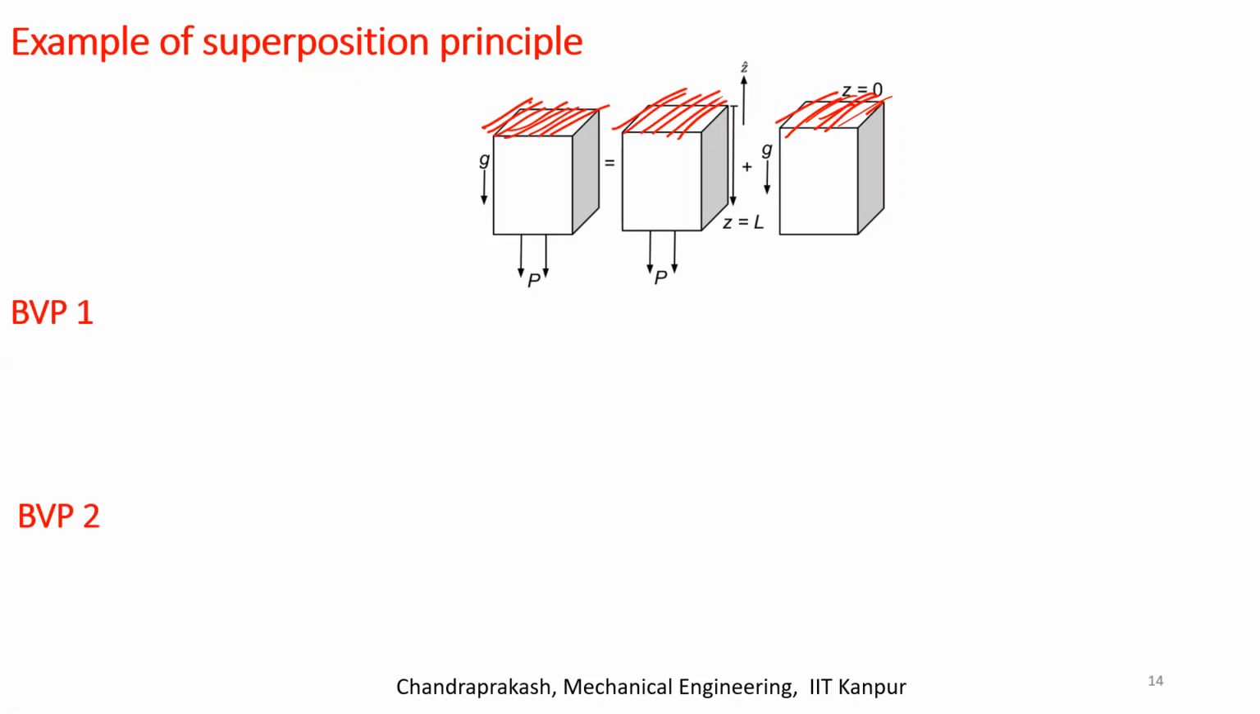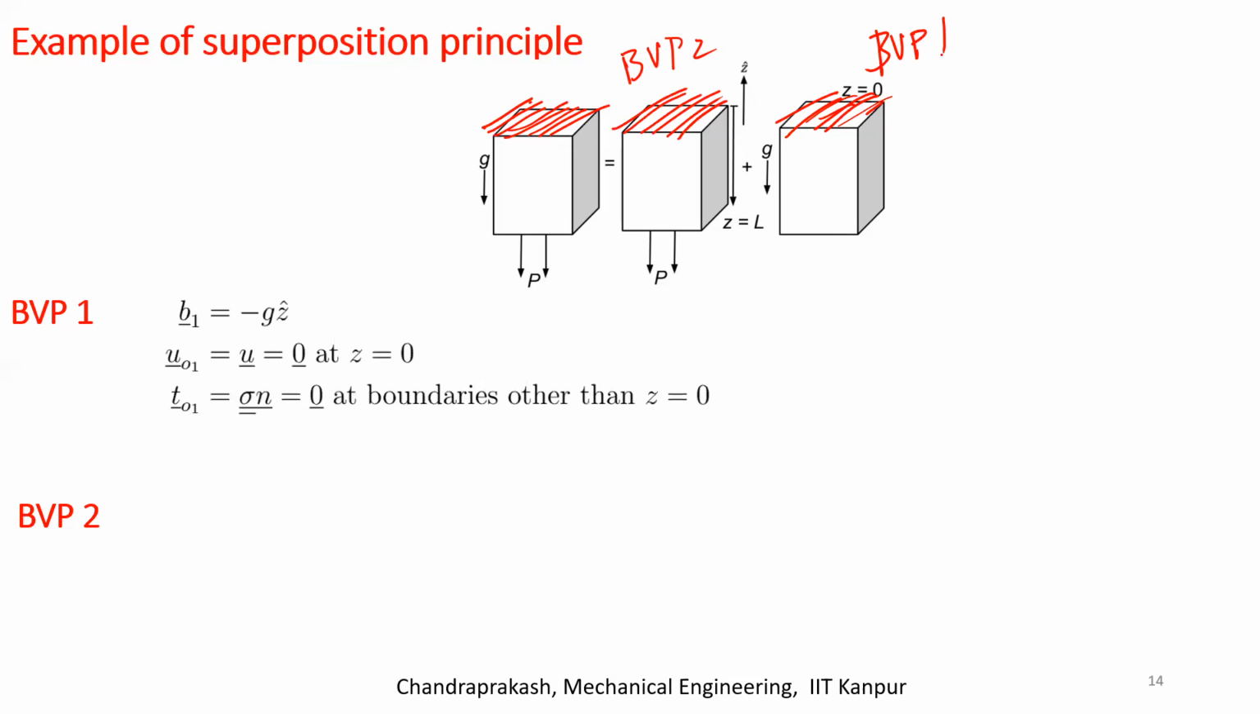So I'm going to convert this into two boundary value problems. The schematics of the boundary value problems are already shown. This is the second boundary value problem, and this is the first boundary value problem. Let us see how I have already solved it using this superposition. I have already split the original problem, which is this guy, into these two boundary value problems.